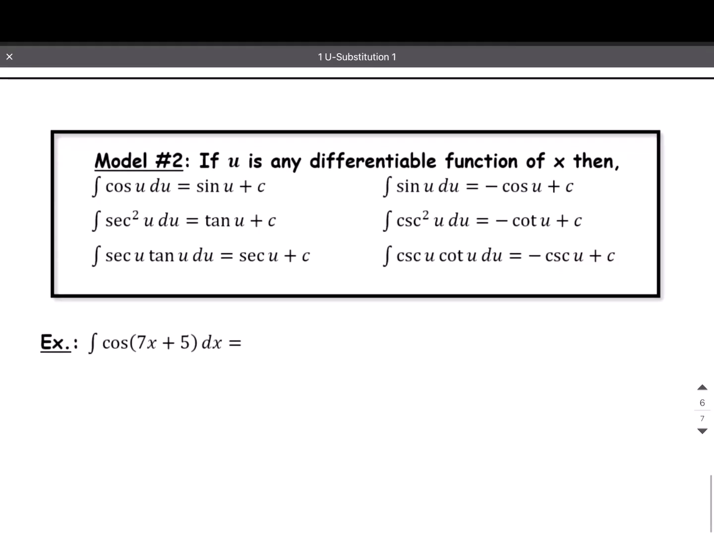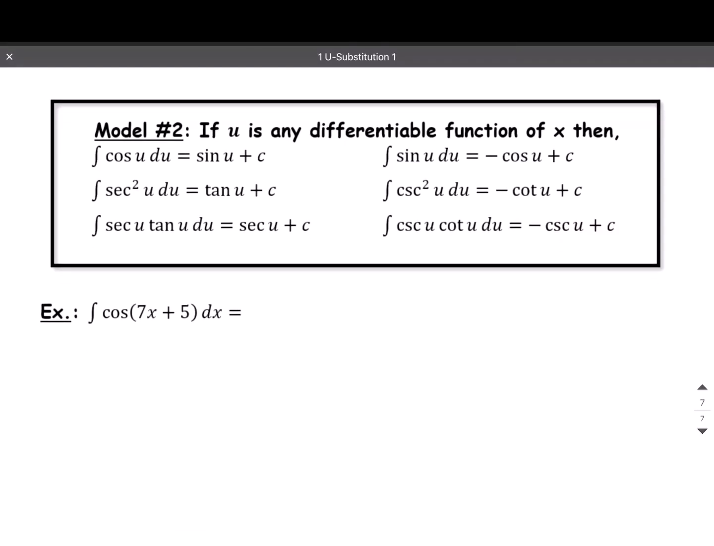All right, guys, now the next one. This model 2 is a reminder of your trig derivatives. Remember, if we had sine of an angle u, the derivative was cosine u, so the integral of cosine u is sine u. The integral of secant squared u, what has a derivative of secant squared u? It's tan u plus c. What has a derivative of secant u tan u? That's secant u plus c.